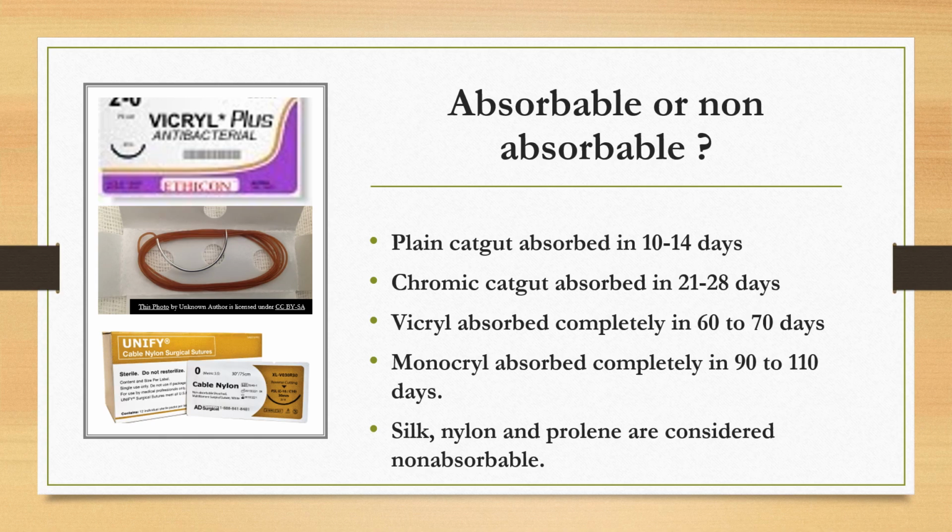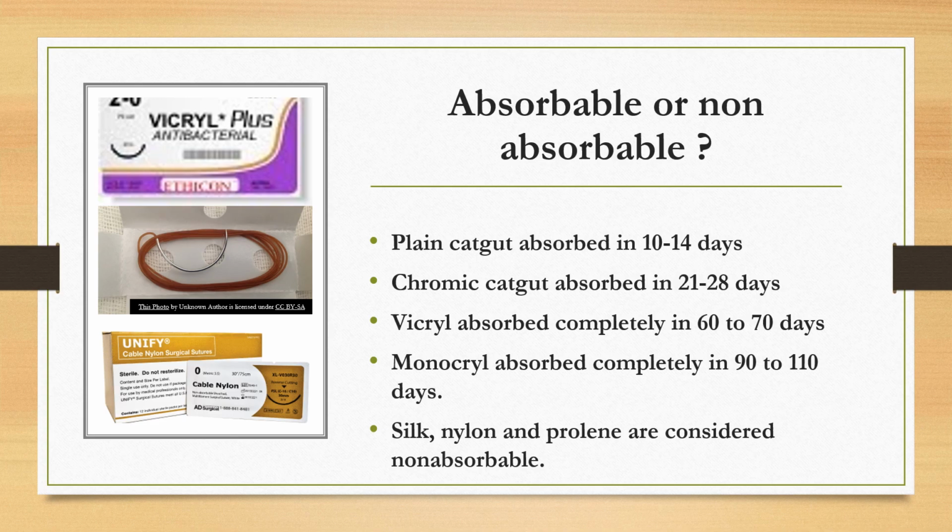And for example, where do we use the chromic catgut? I see them using it in, for example, dental procedures or something inside the mouth, because we don't want it to stay for a long time. We want it to be absorbed and have no need to be removed.